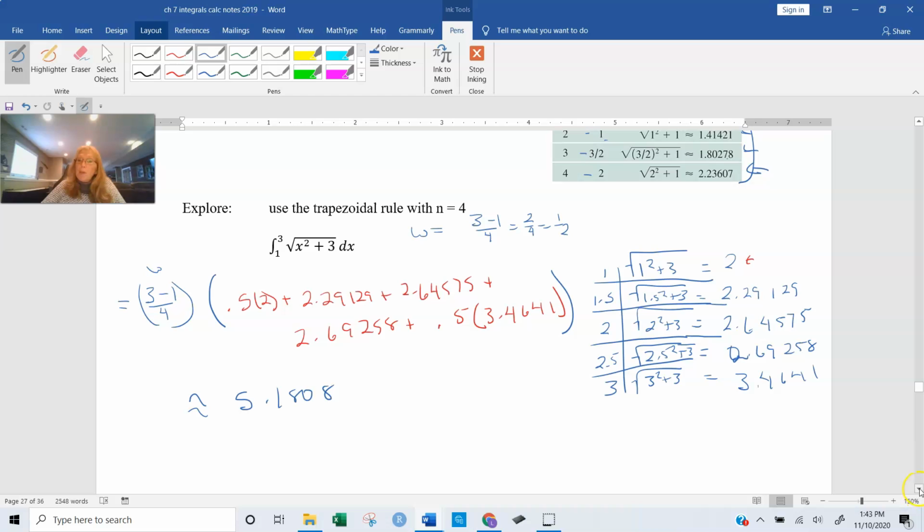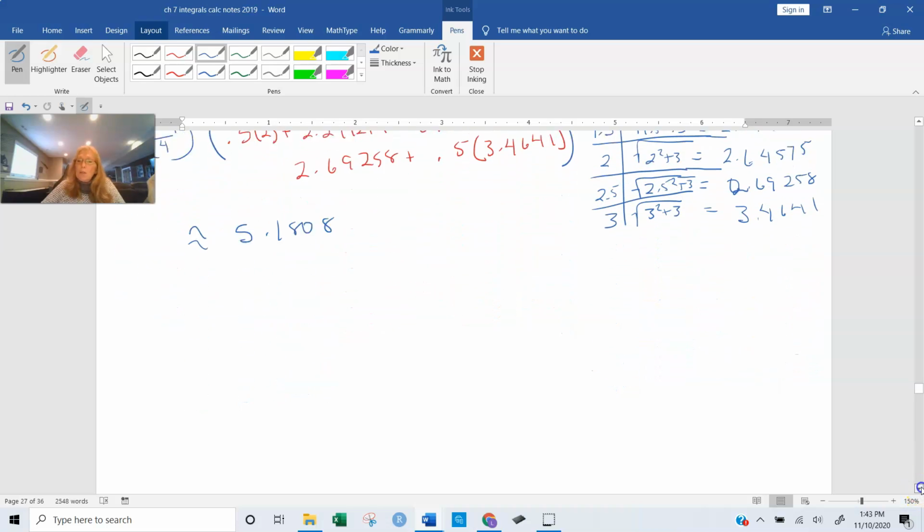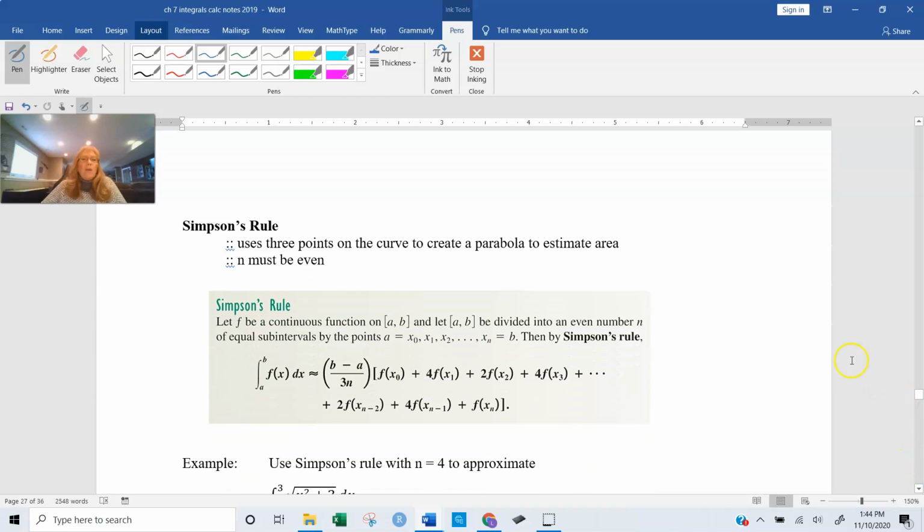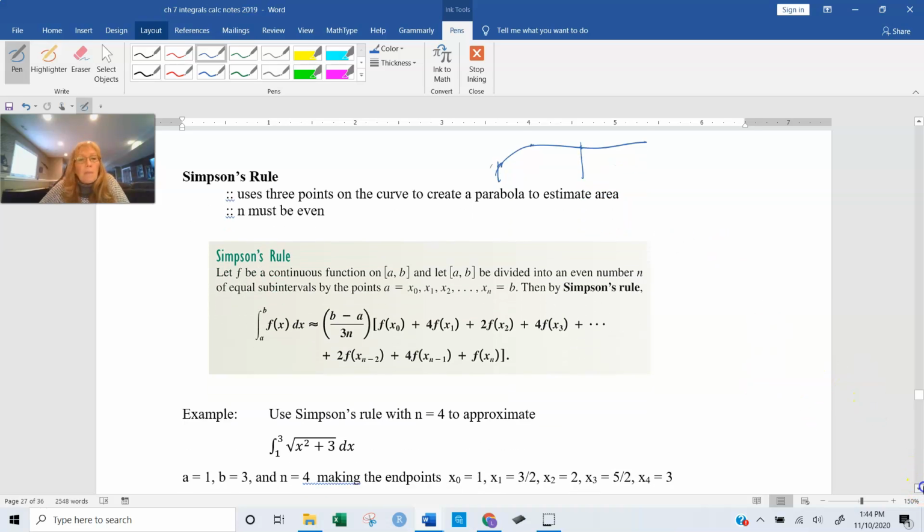Okay, trapezoidal rule. Next, let's go on to our Simpson rule. All right, uses 3 points on the curve to create a parabola to estimate the area. Okay, so this is very different. So you got a curve and it picks 3 points on those curves to create a parabola to make it close, is what it's doing. So if I got this curve and I want to go from, let's say, here to here, it's going to take 3 points. And it's going to guess what those areas are. So let's show you how this is done.